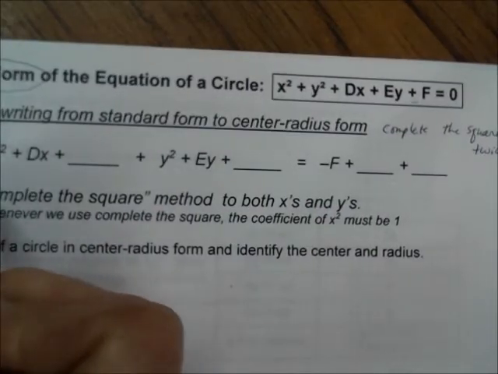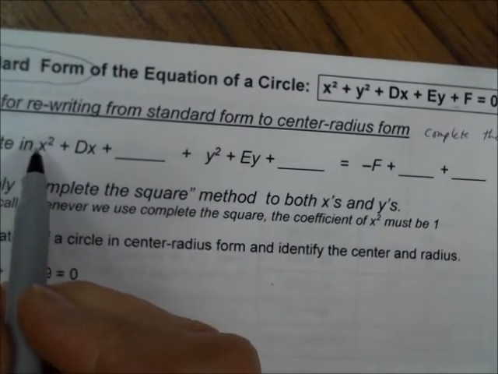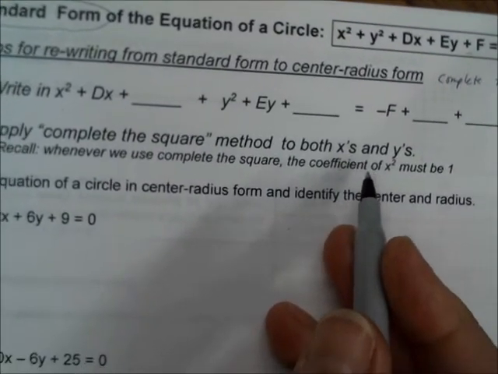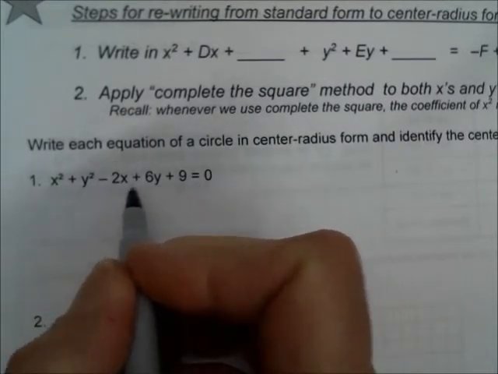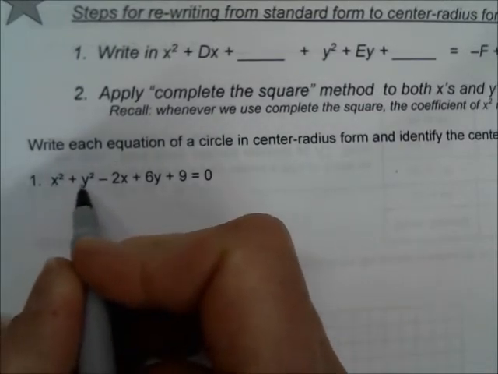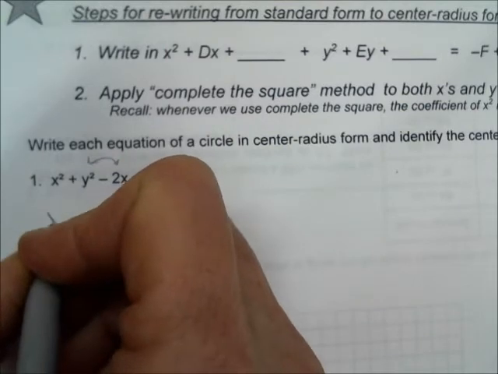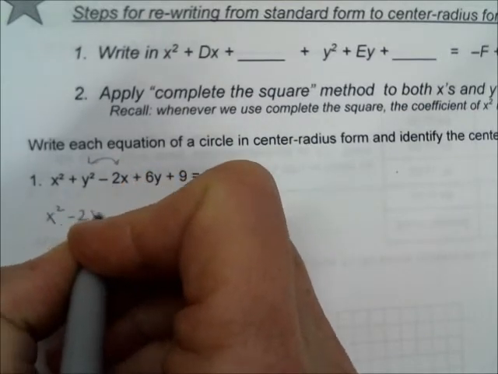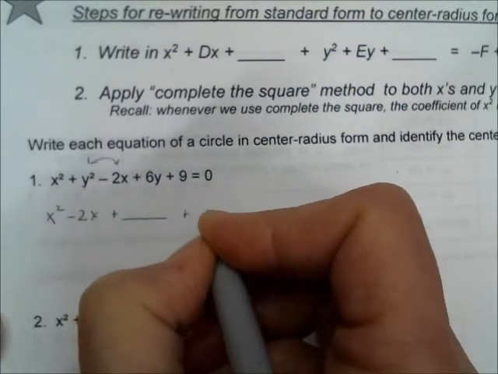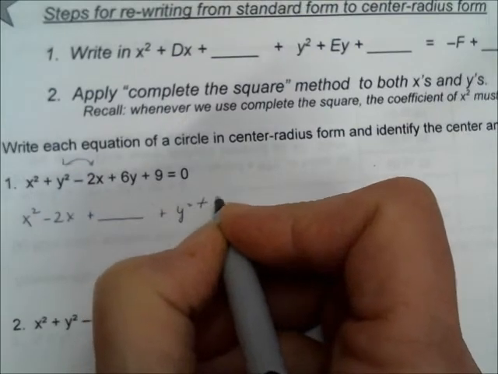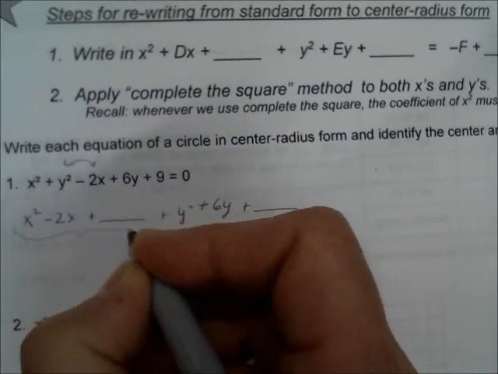And that's what it says in 2. Apply complete the square to both the x's and y's. And remember, this coefficient has to be equal to 1, or else we're not going to be able to do the complete the square. So here's an example. Here's an equation of a circle. We know it's a circle because it's x squared and y squared. And then what we're going to do is interchange these two terms. So it's going to be x squared minus 2x, those two come together, plus blank. Now this y squared goes next to the 6y. And then plus blank.